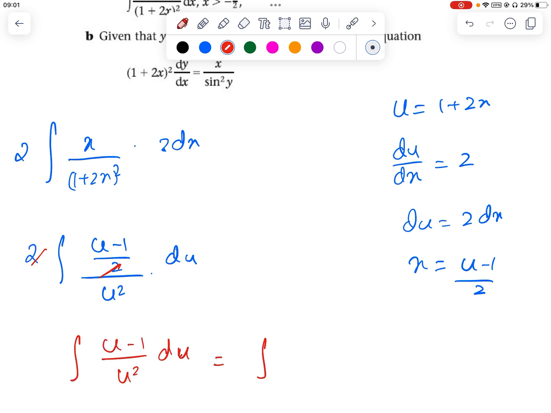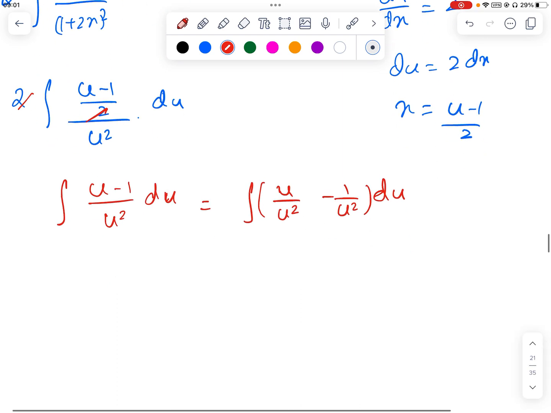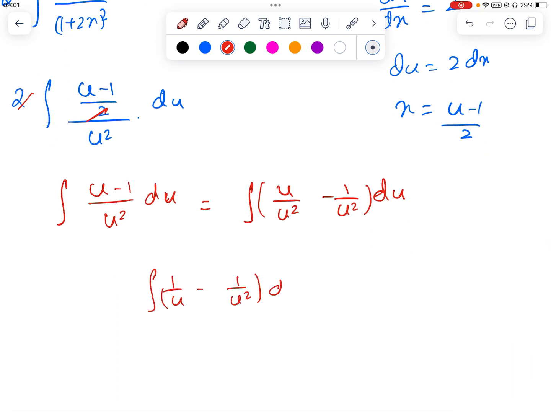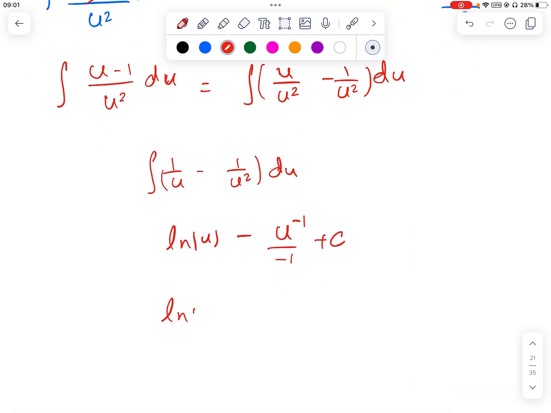So it becomes u upon u square minus 1 upon u square du. So it becomes 1 upon u minus 1 upon u square du. Integral of 1 upon u is ln u, and this will become u power negative 1 upon negative 1 plus c. So it becomes ln u plus 1 upon u plus c. So ln u is ln of 1 plus 2x, plus 1 upon 1 plus 2x plus c.